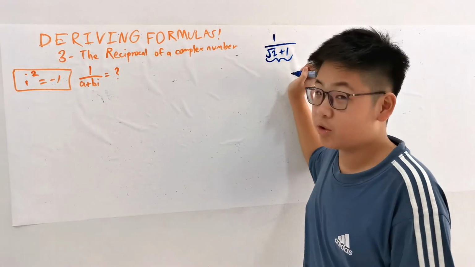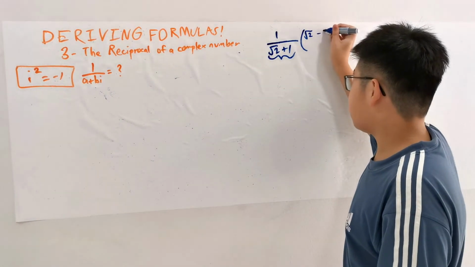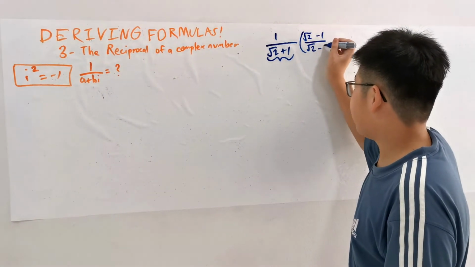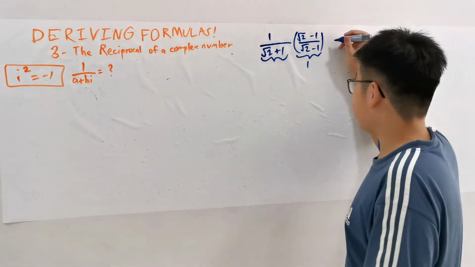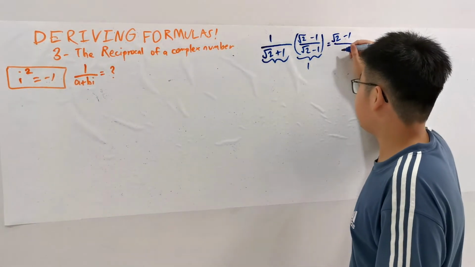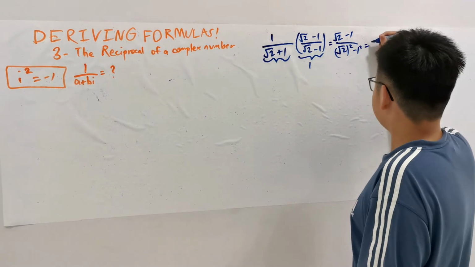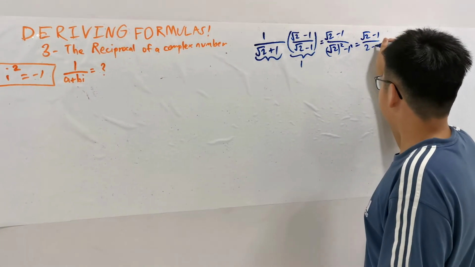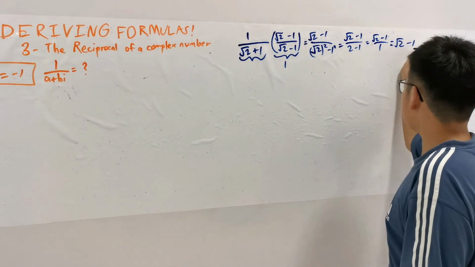This is a surd. What do we do? Rationalize the denominator. So we can use the difference of squares identity to multiply by a fancy one. This is just a fancy one, right? But we're doing it just for us. Root 2 minus 1 over, and then we use the difference of squares identity. Root 2 squared minus 1 squared equals root 2 minus 1 over 2 minus 1 equals root 2 minus 1 over 1 equals root 2 minus 1.